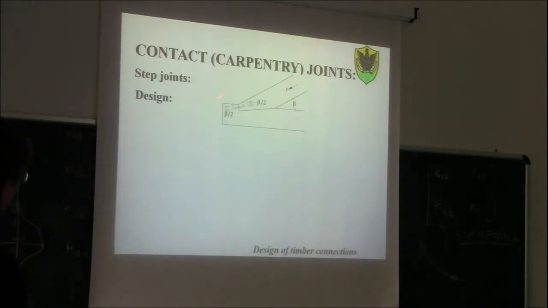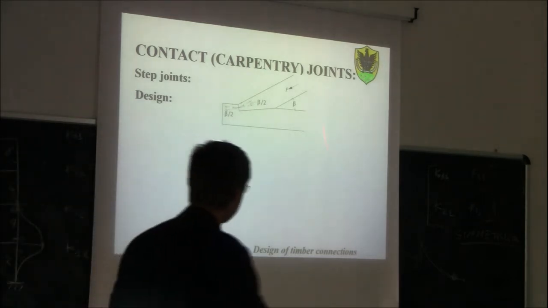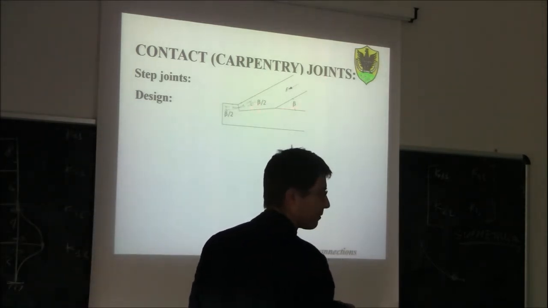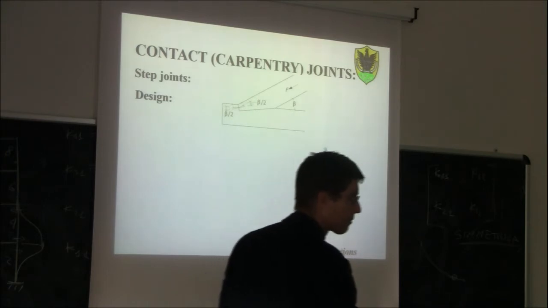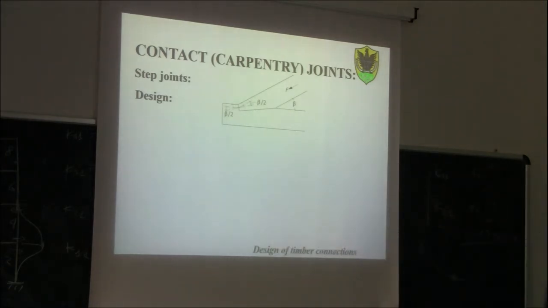If you look here, what could have happened in this region here? Remember that the grain of the wood runs in this direction here. So, if you push it out here, what could have happened? Shear failure where?